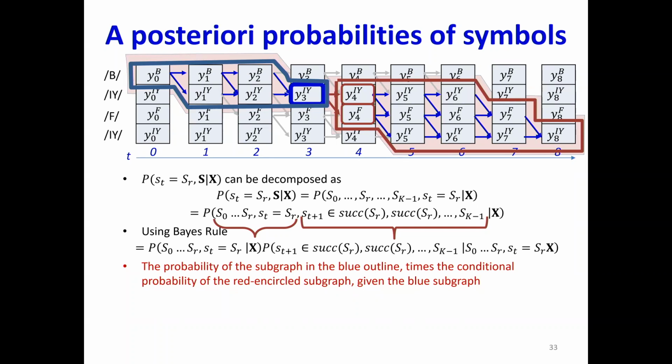observation. The probability that the inputs 4 through 8 are aligned to EFE, does that depend on the specific alignment of the first 3 inputs? It does not, right? Because so long as you know that the alignment must fall somewhere within the red graph, you don't care exactly which path you took within the blue graph. And the reason for it is very simple.